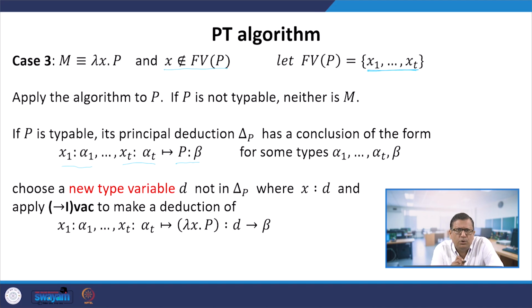Now we choose a new type variable D not in delta P. That means this type variable should not occur in this; it is not any one of these alphas, and it is not beta. And we say let X have type D. Now we will do the discharge vacuously. There are two rules if you remember: one was arrow I main and the other arrow I vacuously. That means we are discharging X vacuously. If that be the case, then lambda X dot P will have type D arrow beta. So we have seen the abstraction part.